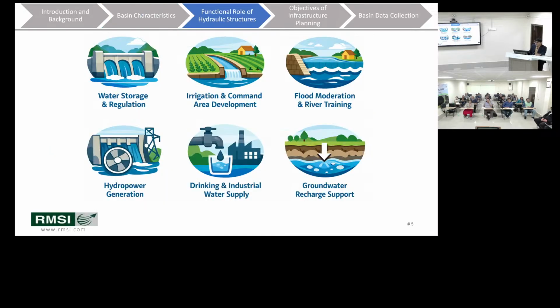So these are the types of purpose, function, and role of your hydraulic structure design. Water storage and regulation, as we discussed in the last session. Irrigation, command area development. If you have plenty of water in your basin, and the slope and topography are supporting, then you can also plan for command area development. Then flood moderation, river training. River training we already discussed. If it is feasible for your location, then you can plan this river training work also.